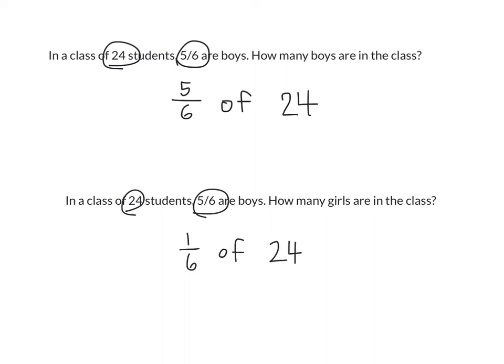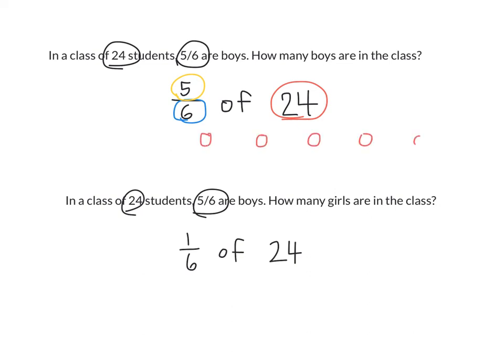5/6 of 24. How many items are in the set? 24. I want the set to be divided into how many equal sized groups? 6. And how many of those groups will I circle? Do you see how all of the numbers there have a purpose? So let's go ahead and draw 24 items in 6 sets, or 6 groups.